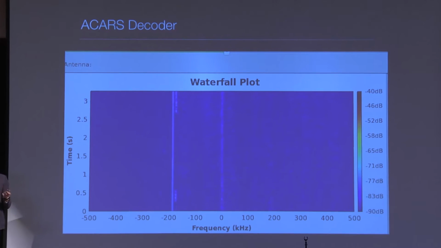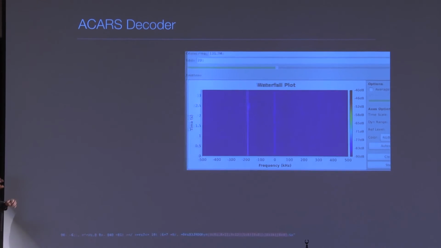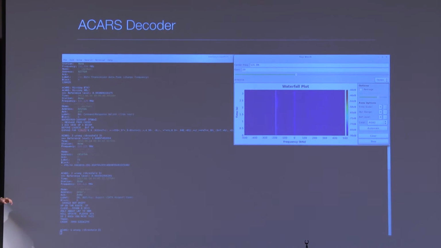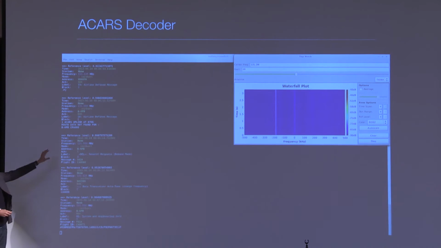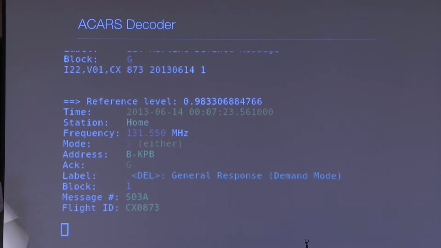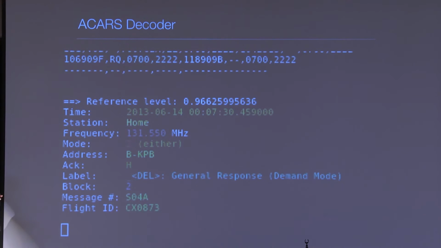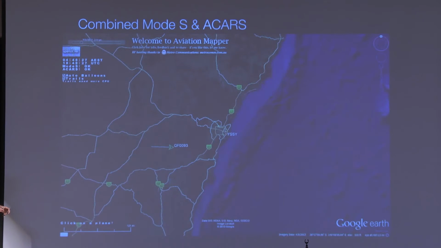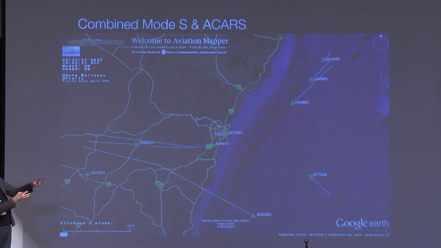So ACARS is the Aircraft Communication Addressing and Reporting System. It's like text messaging, but for aircraft avionics systems. And there are a bunch of different channels that are used. This is a decoder that will interpret them and spit out the message. Often they're human readable. And the system would then fuse the transponder information with the ACARS messages and actually bring them together onto the same map.